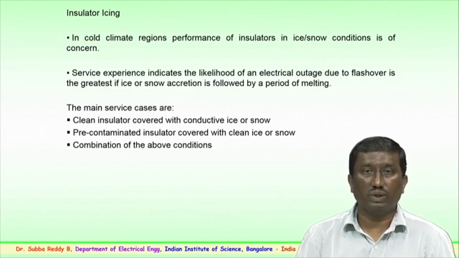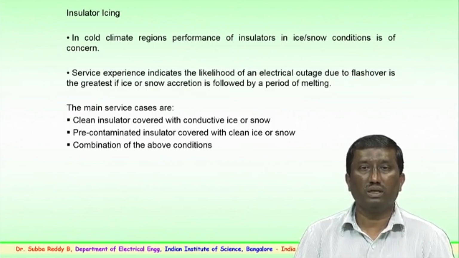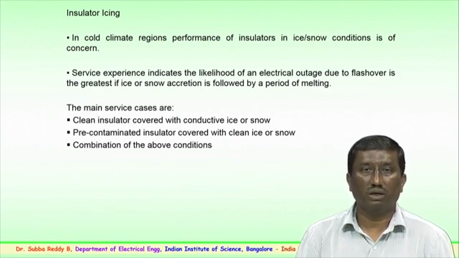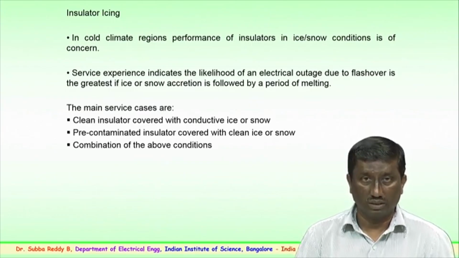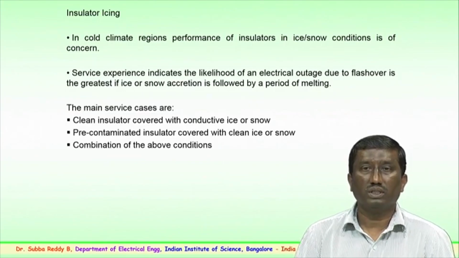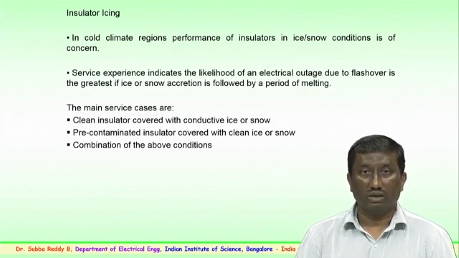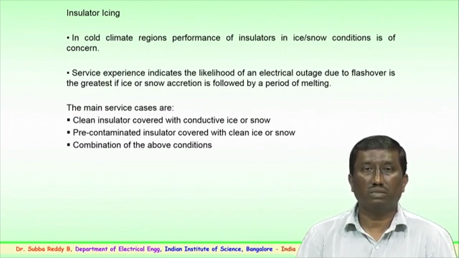So, service experience in the field has indicated that an electrical outage due to flashover is one of the greatest threats if there is ice or snow accretion, that is snow or ice collected on the surface, which is again followed by a period of melting. Once the ice starts melting, the surface becomes conductive, and this conduction helps the discharge activity, and flashover of the insulator string is noticed.